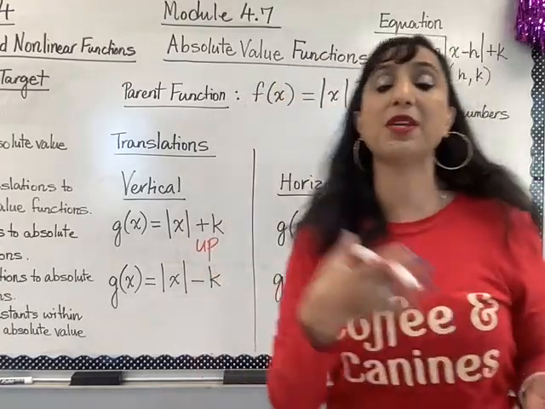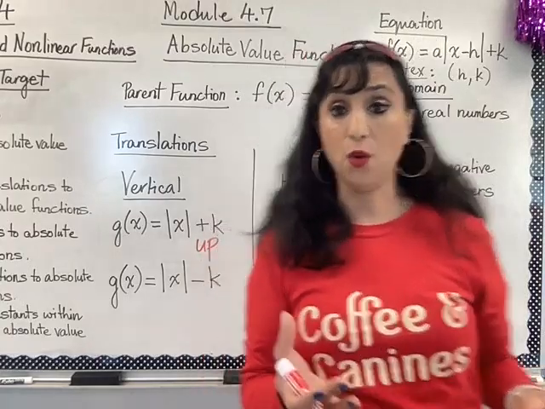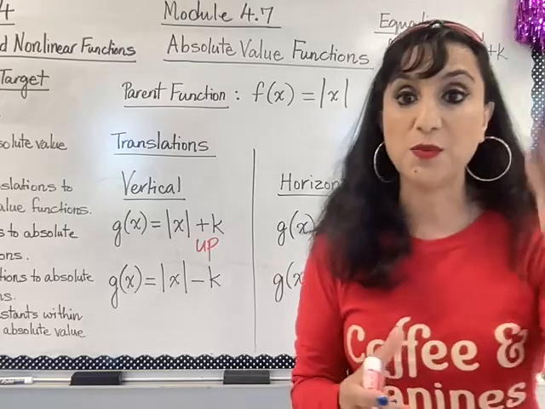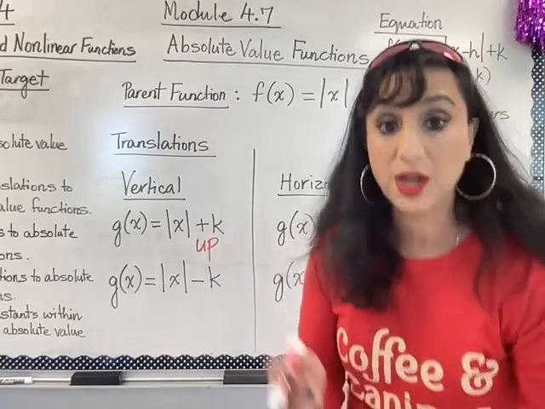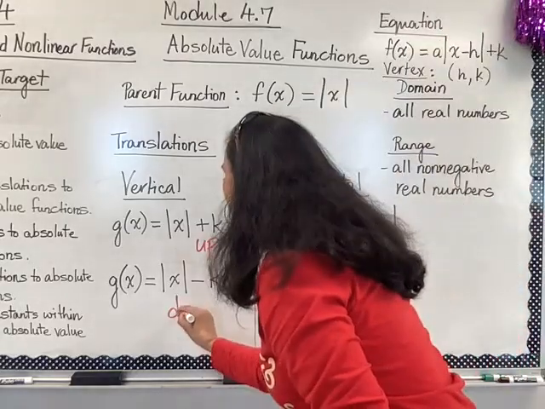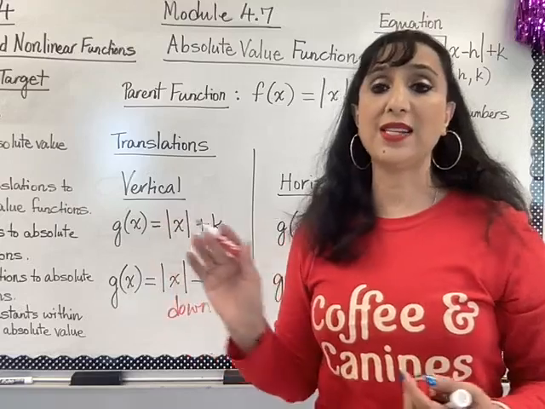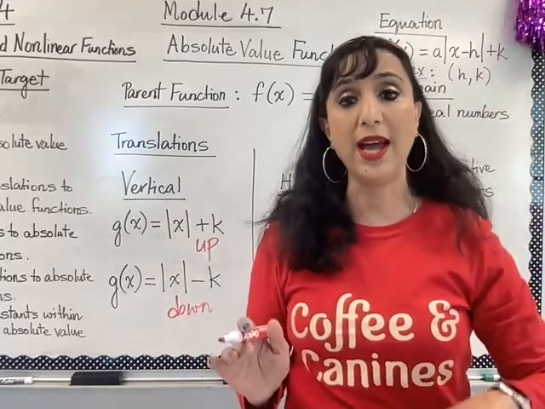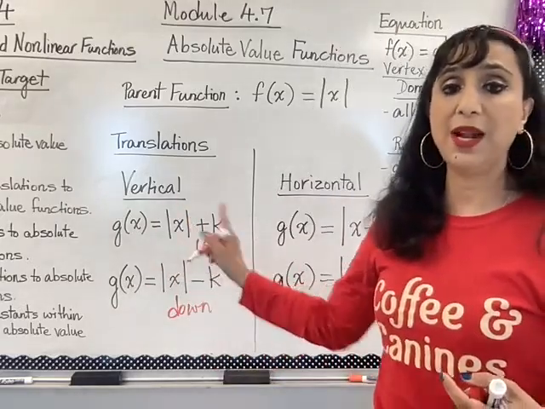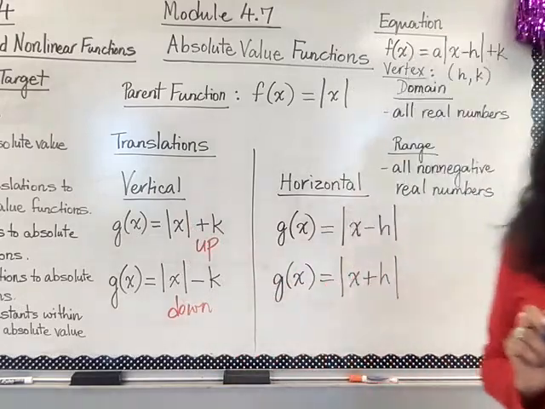What about when I'm subtracting a constant? So minus 8. It is moving 8 units down. So therefore, in this case, my graph is moving down. So that is my vertical translation. It's going up or it's going down, depending on whether this is plus or this is minus.